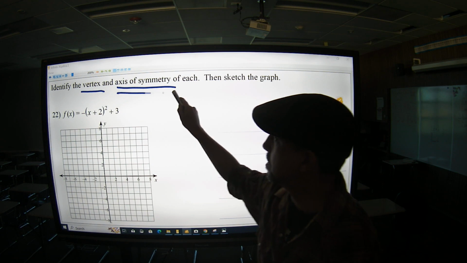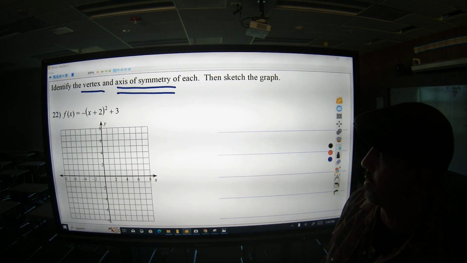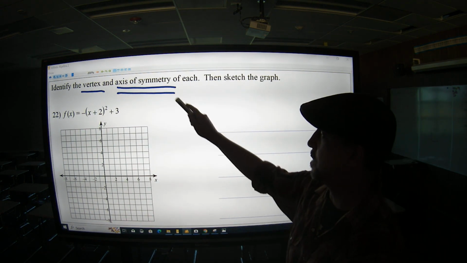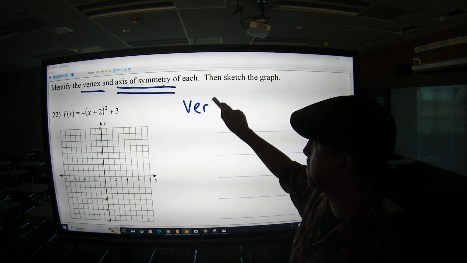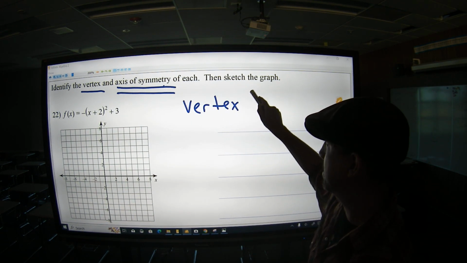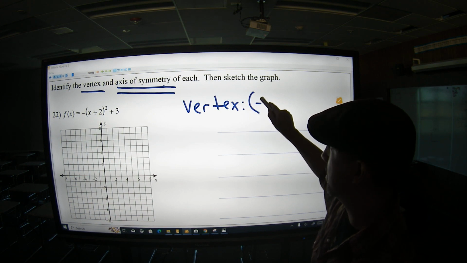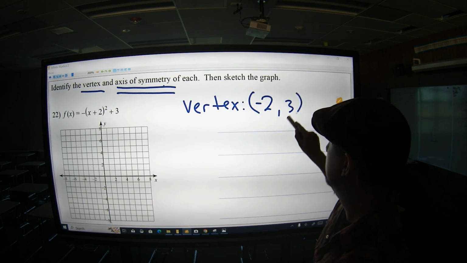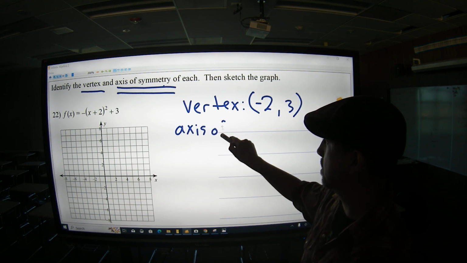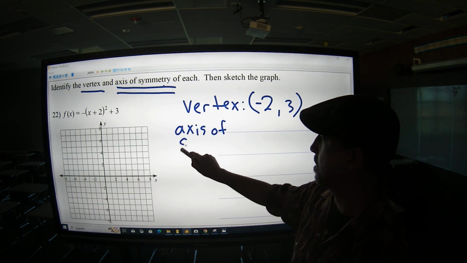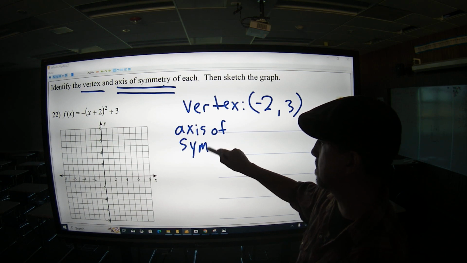So let's double underline that to make sure you guys are focused on that on the test, right? We have to also say what the axis of symmetry is. So the vertex is, like we said, at -2 and +3. But you also want to notice that the axis of symmetry of a parabola, in this case, it's a function of x.